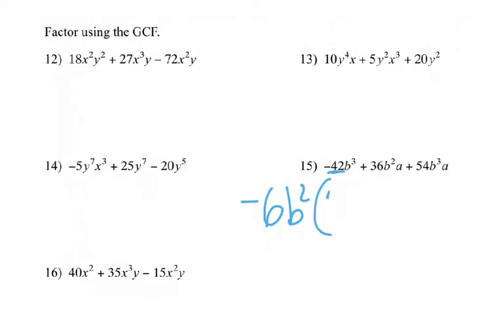So negative 6 times positive 7 is 42. B to the second times B is B to the third. Watch your signs. You've got a negative times something is a positive, so it's going to have to be a minus right there. 6 times 6, B to the second. I don't have to put any B's there, and then A.